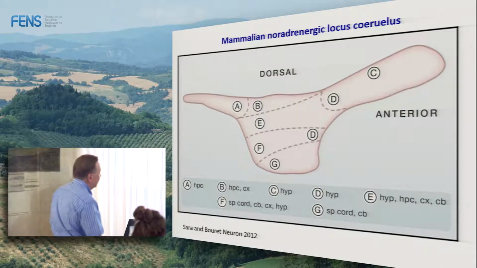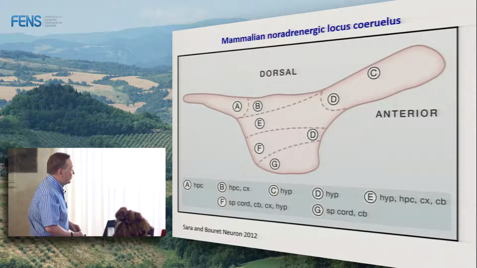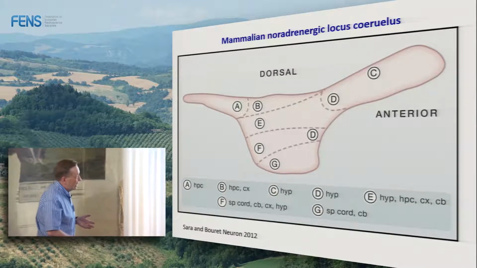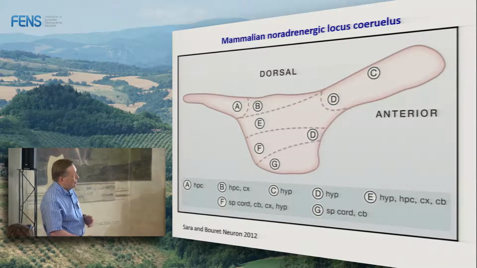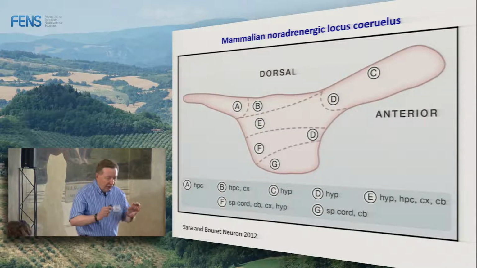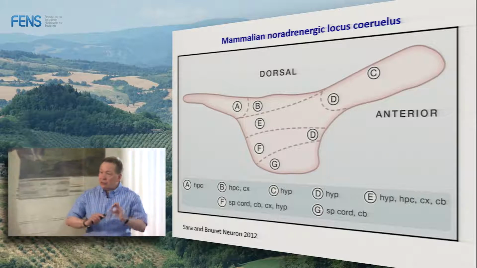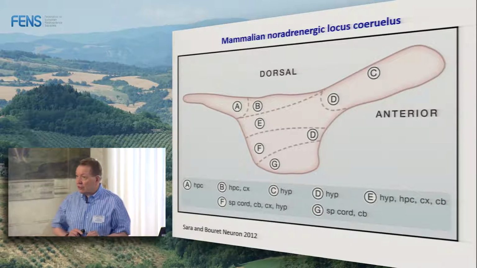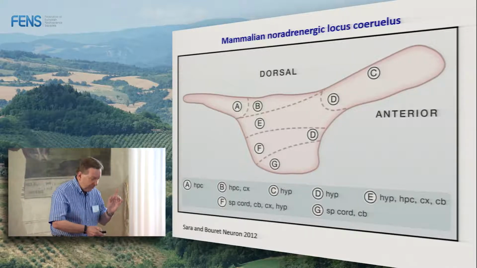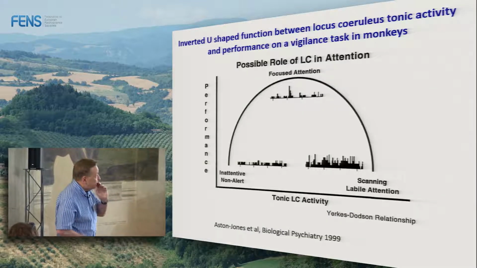And different regions of the locus even seem to project to different areas of the brain. There's a paper in my reading list which shows how different parts of locus coeruleus project to the motor cortex and to prefrontal cortex with quite different effects and functions. So again, specificity within non-specificity.